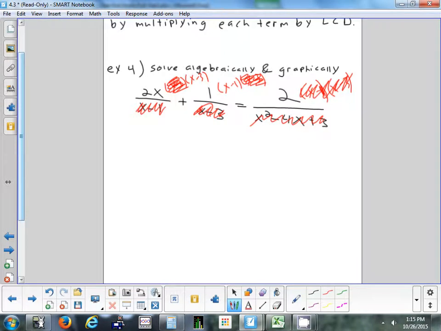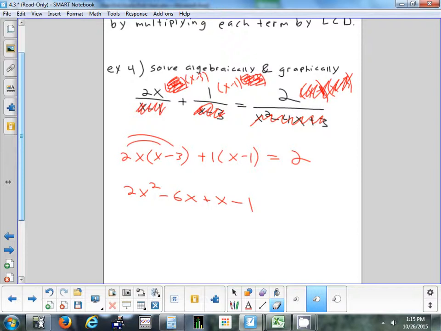Okay, so let's write what we've got left. We've got 2x, x minus 3, keep that in parentheses, plus 1, x minus 1, equals 2. Now we just have to distribute it out. We have a quadratic equation which we can factor or use the formula. I think this one factors. So we're going to get 2x squared minus 6x plus x minus 1. And if we're going to try to factor it, what number should I get it equal to? I'll do that at the same time.